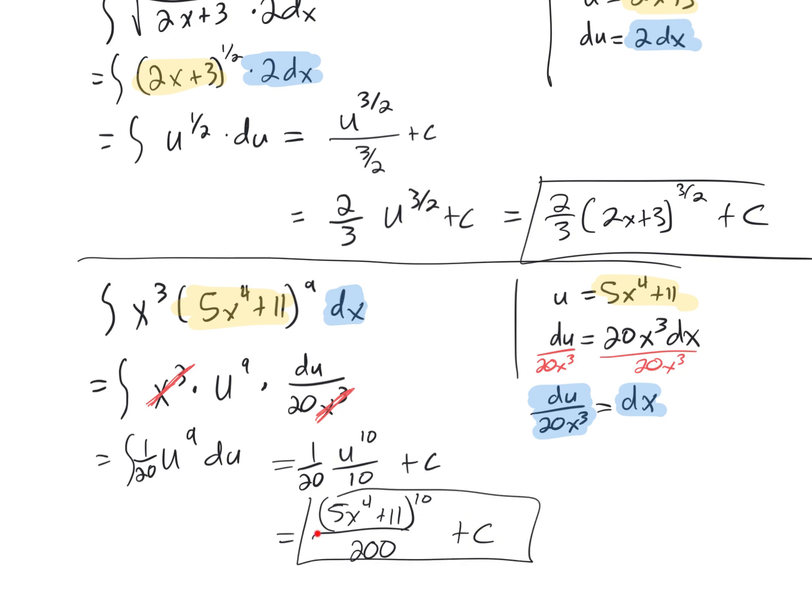And notice, what is the derivative of this? Well, it will end up being this thing in here. It's x to the 3rd times 5x to the 4th plus 11 raised to the 9th. If you want to take the time on your own to verify that the derivative of this function is actually equal to this, you should see that that is true.